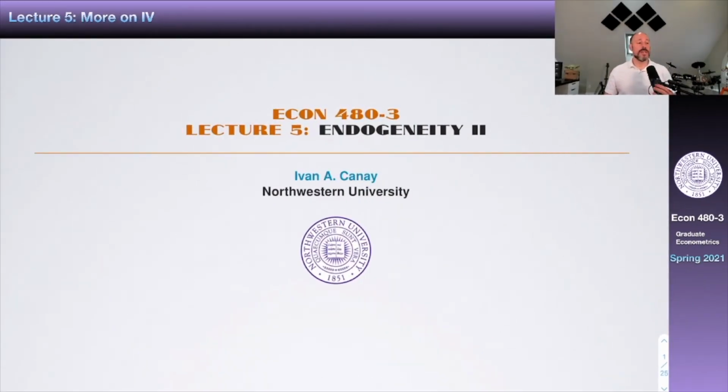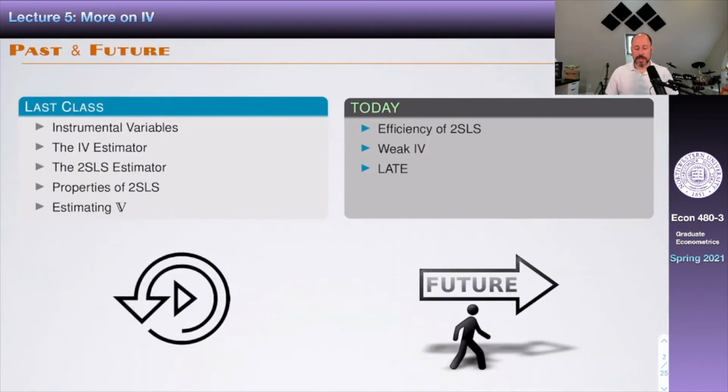All right, so I think we're ready. This is lecture 5. Today we're going to talk about more on endogeneity that we started talking about a couple of lectures ago. So, again, to recap and see where we are, so far we talked about IV, the problem of endogeneity, and the introduction of these instruments, or IV, to solve the problem of endogeneity. And then we discussed the IV estimator, the two-stage least squares estimator, and their properties, essentially consistency and asymptotic normality.